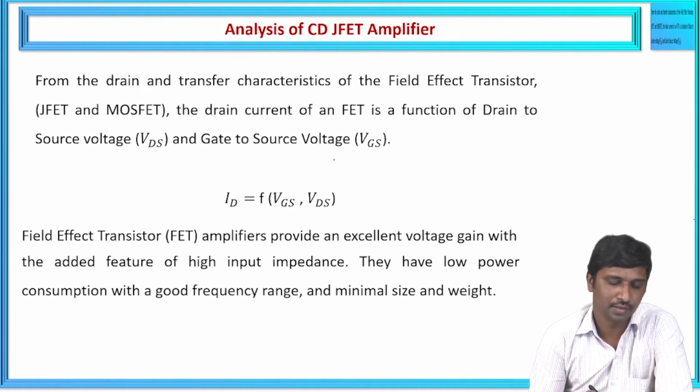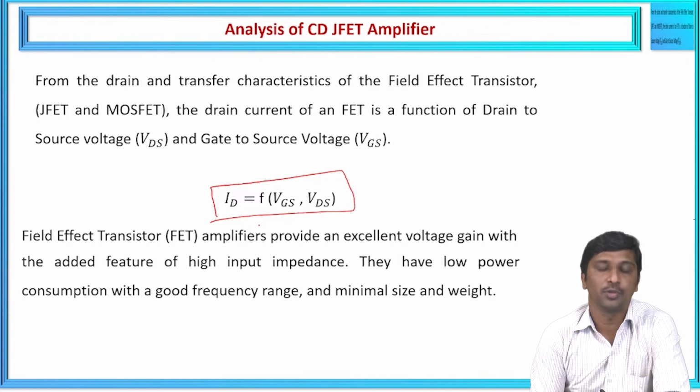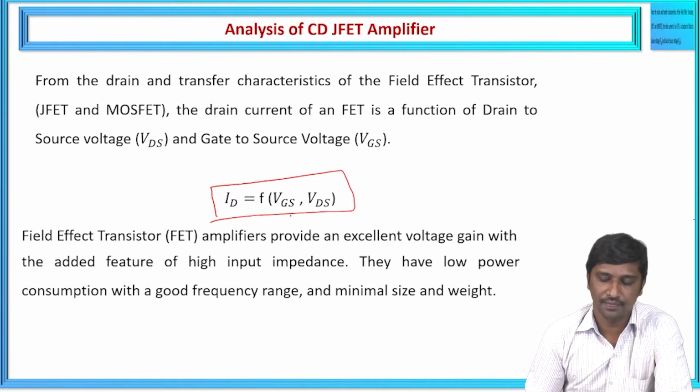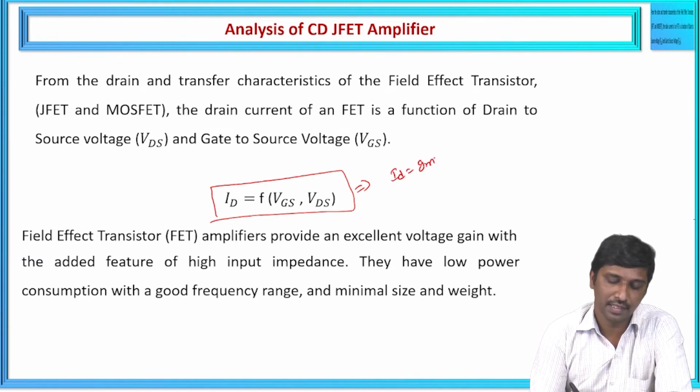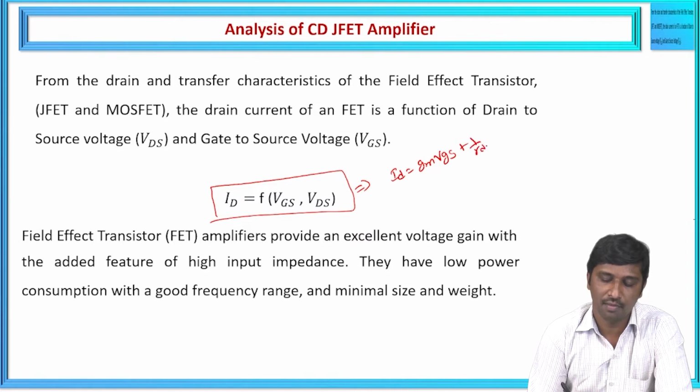So what we discussed is that the drain current is a function of the gate to source voltage as well as the drain to source voltage. Using this, we derived a small signal model. From that small signal model, we represented ID equal to gm VGS plus 1 by rd into VDS.